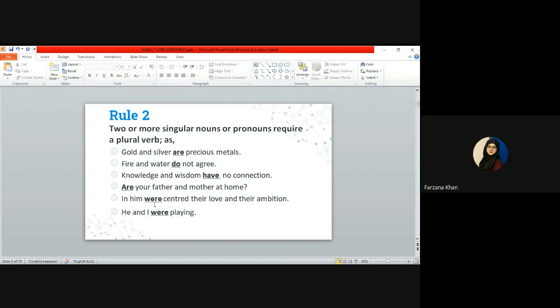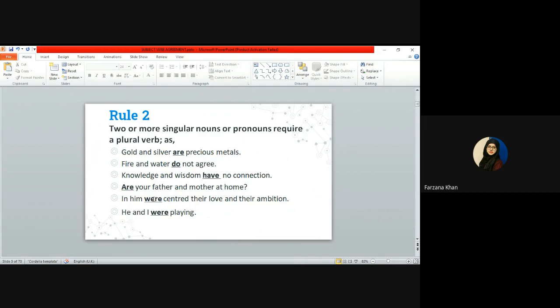The second last example, in him were centered their love and their ambition. Keep it in your mind that here the subject is not in him. Him is not the subject. Basically, the love and ambition, these two singular nouns are the subject of this sentence. So we will agree the verb with two singular subjects, two singular nouns, which are joined by the conjunction and. That's why we need a plural verb were here.